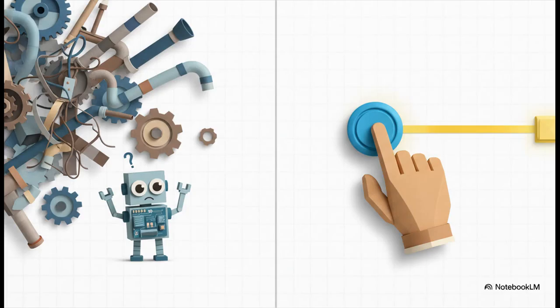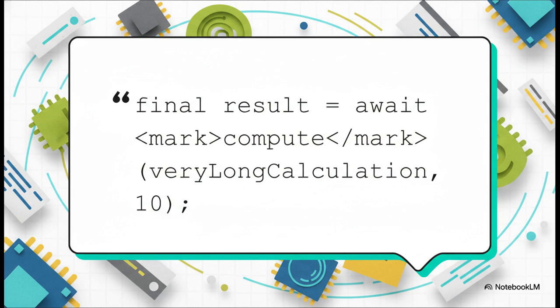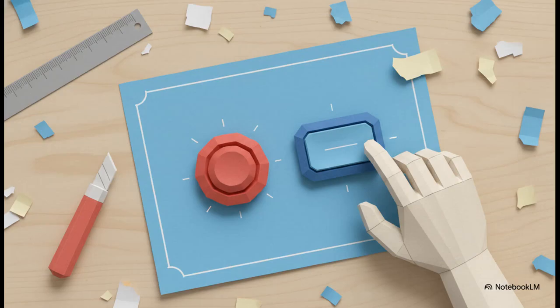Okay, managing isolates sounds complicated, right? Well, Flutter makes it super easy with the compute function. Compute basically does all the hard work for you. It creates the isolate, runs your code, and cleans up. And look at the code. It's literally just one line to do all of that heavy lifting. And while that's running in the background, your UI stays completely responsive. No more jank.